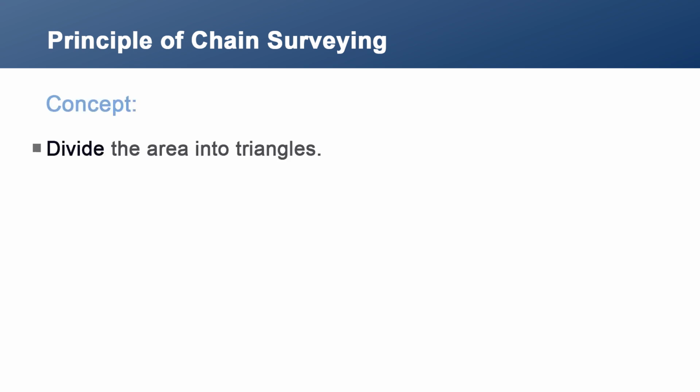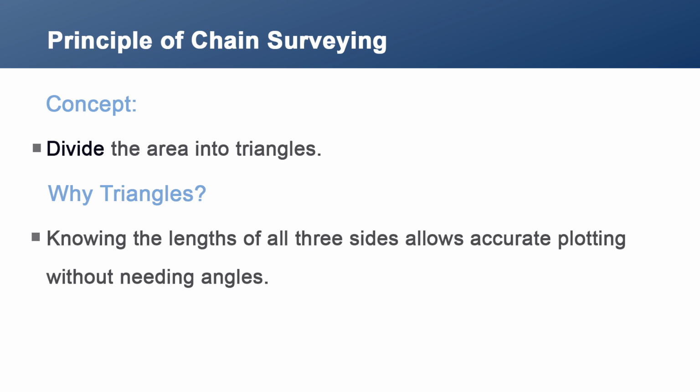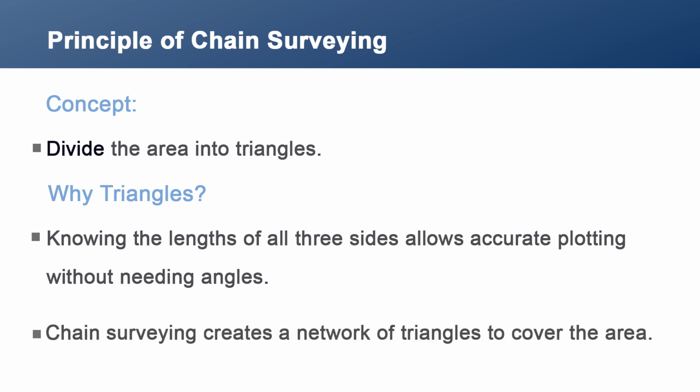Before that, let us understand one principle here. Think of chain surveying like putting together a big flat jigsaw puzzle. The basic idea is to break down the area into a bunch of triangles. Why triangles? Because a triangle is the simplest shape you can work with when it comes to plotting land accurately. If you know the lengths of all the three sides of the triangle, you can plot it on a map without needing to worry about angles. This is why chain surveying relies on creating a network of triangles to cover the area.